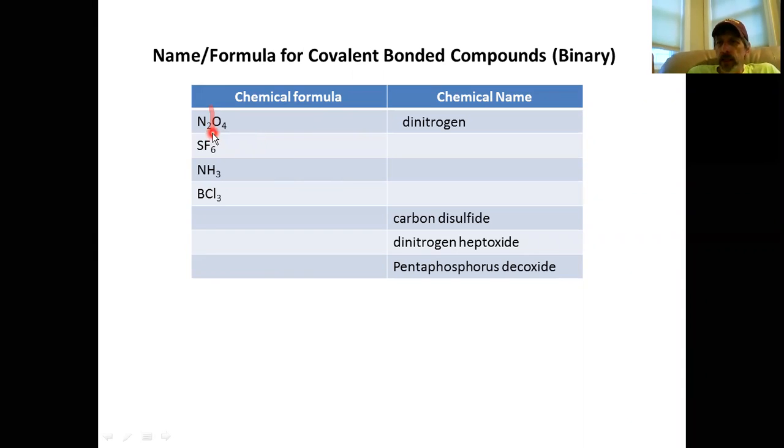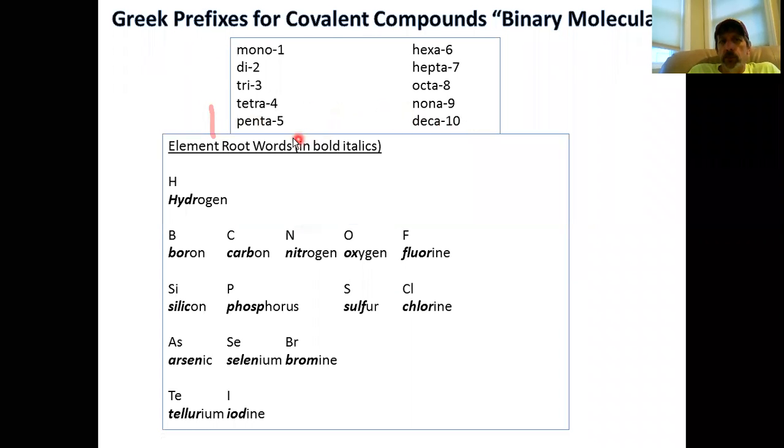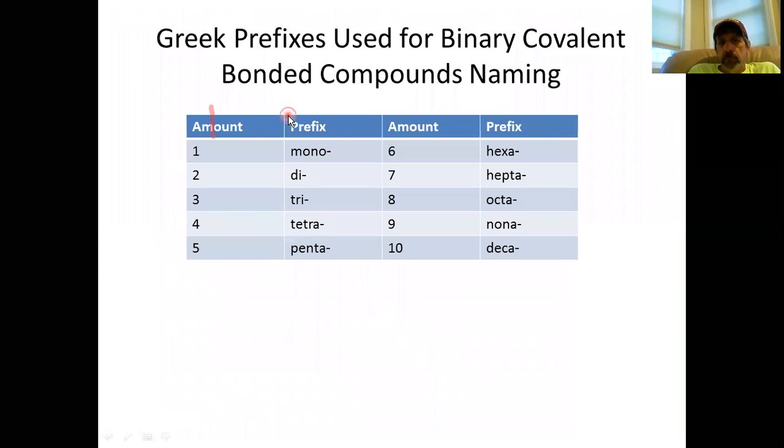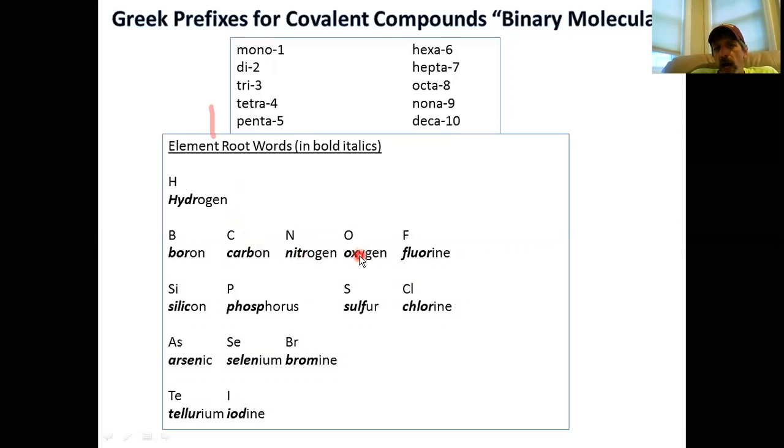First part's the element name. It gets a prefix if there's more than one. In this case, there is, so we say dinitrogen. The second part always gets a prefix. So the prefix for 4 is what we're interested in. Looks like the prefix for 4 is tetra. So tetra. Then we're going to use oxygen because the element is oxygen. We just use the root word, tetraox, and then it ends in ide, tetraoxide.